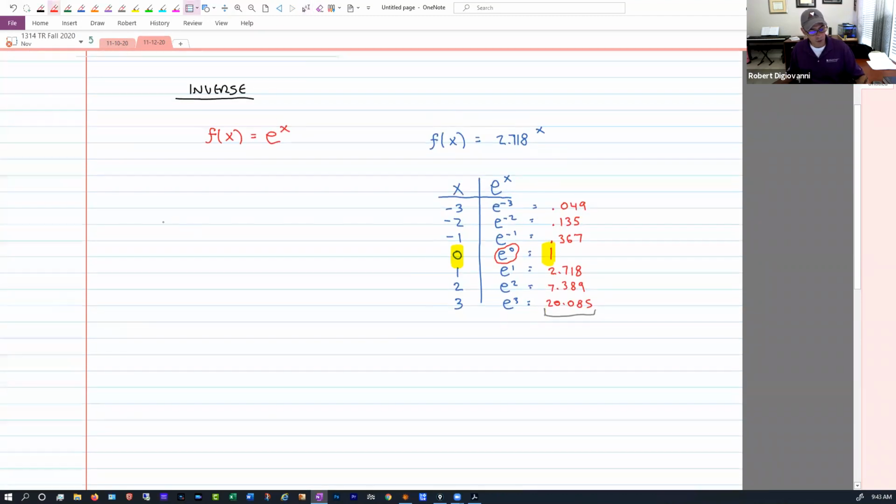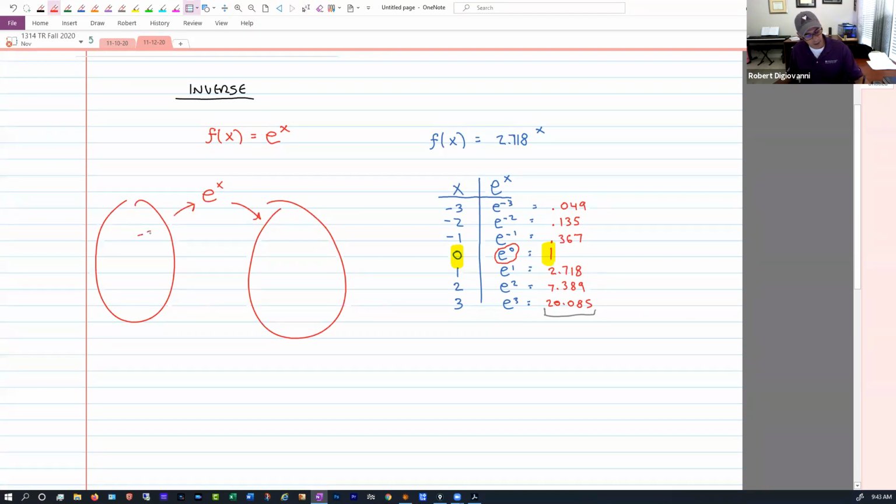So a picture of this would be that the exponential function takes the number -3 and sends it over to 0.049, takes -2 and sends it over to 0.135, and we could keep doing this. I'm not going to do them all. It takes 3 over to 20.085. Are we good on that?